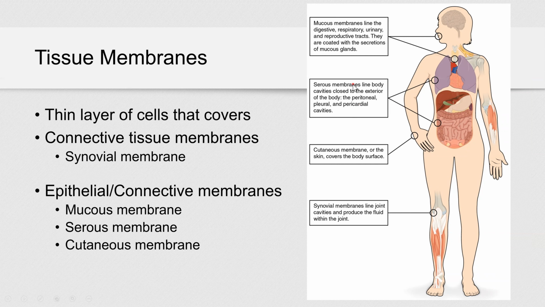Now, mucous, serous, and cutaneous membranes are made from connective and epithelial tissue, and they are considered simple organs. Like your cutaneous membrane, your skin is an organ. So remember, an organ is a structure that is made of two different tissue types. The synovial membrane is made of connective tissue, right? So the connective tissue membrane is the synovial membrane, and the epithelial-connective tissue membranes are mucous, serous, and cutaneous.